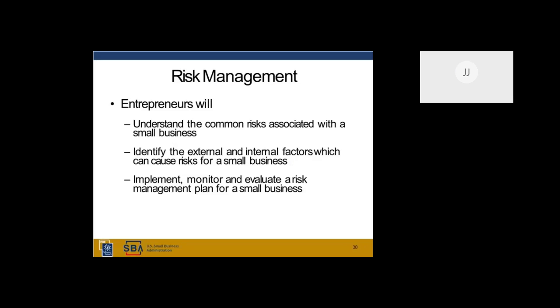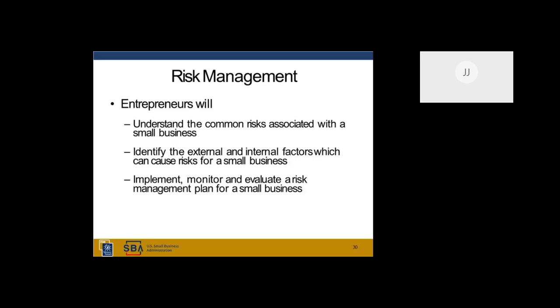So businesses operate in an environment where they're influenced by these risks. Through this module, entrepreneurs will have the ability to understand these common risks, whether they're internal or external, that are associated with a small business. They'll identify the external and internal factors that affect those risks, and whether those risks have a greater or lesser impact on their particular small business. Participants will also discuss implementing, monitoring, and evaluating a risk management plan for their small business. One thing participants should understand is that their business plan should identify the risks that affect their business.